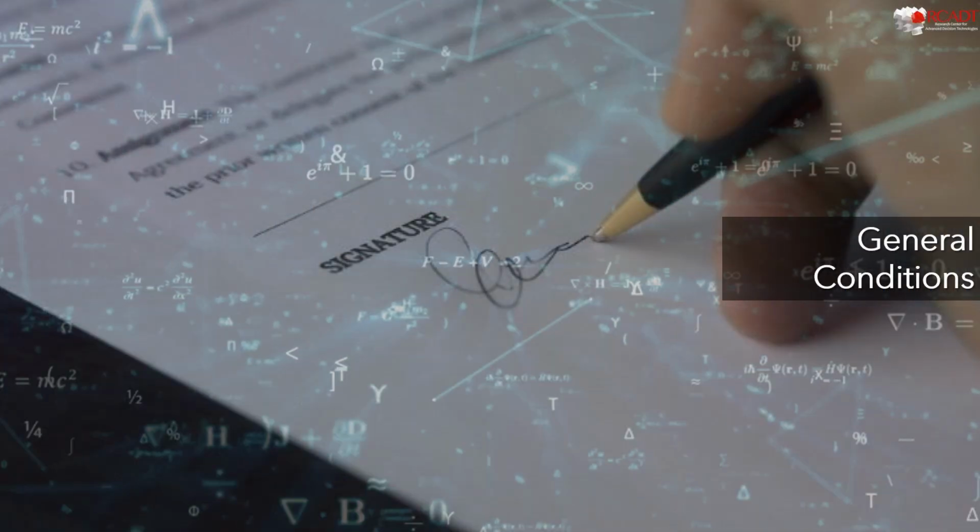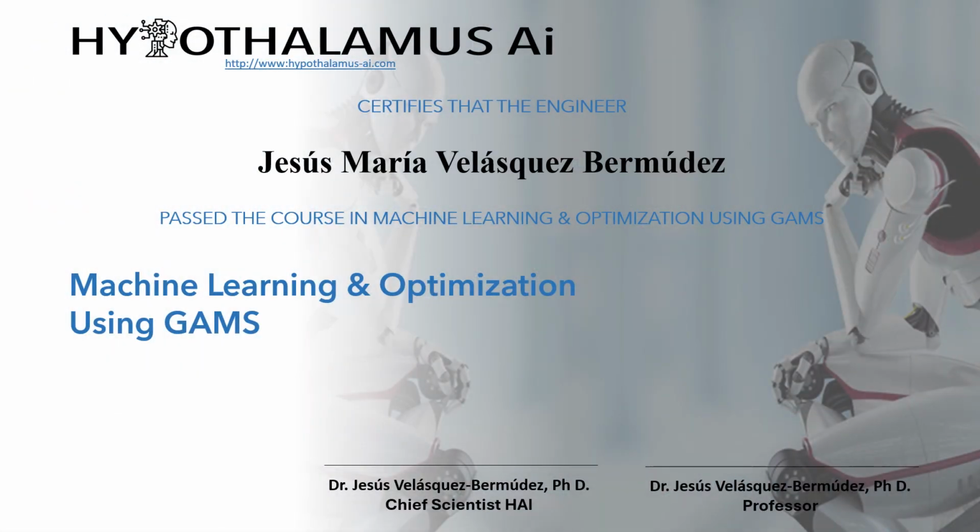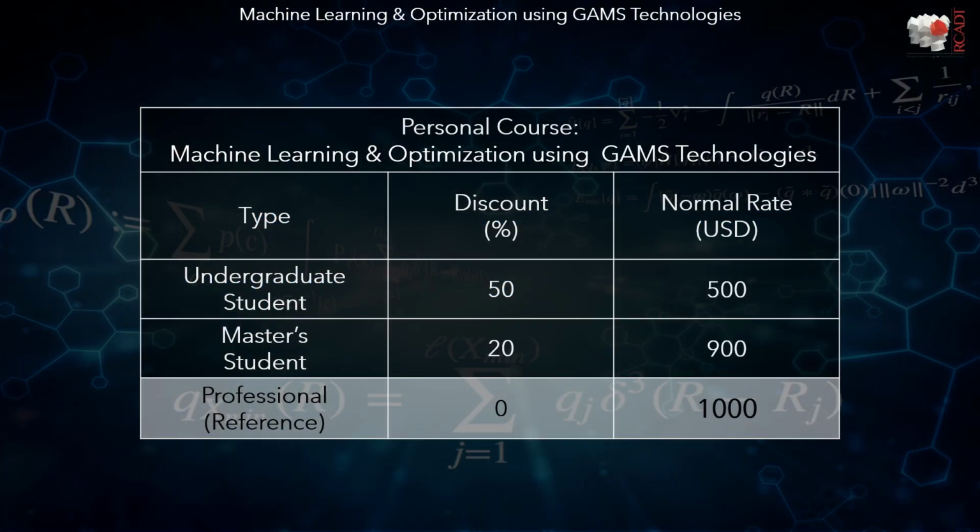General conditions. R-CADT and/or High issues a certificate signed by the scientific coordinator, for which the student must participate in at least 20 conversation sessions. The price of the course is $1,000. Student discounts are offered as follows: 50% to undergraduate students, and 20% to master's students.